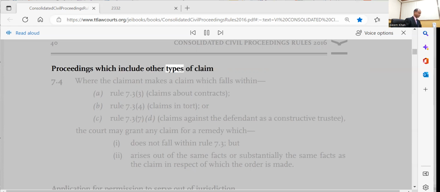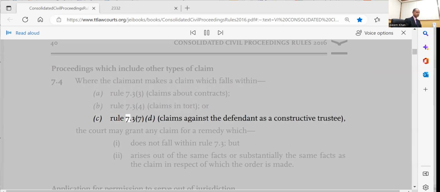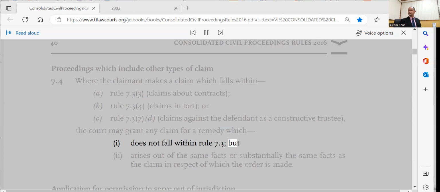Proceedings which include other types of claim. 7.4 Where the claimant makes a claim which falls within a. Rule 7.3, 3. Claims about contracts, b. Rule 7.3, 4. Claims in tort, or c. Rule 7.3, 7, d. Claims against the defendant as a constructive trustee, the court may grant any claim for a remedy which 1. does not fall within Rule 7.3, but 2. arises out of the same facts or substantially the same facts as the claim in respect of which the order is made.